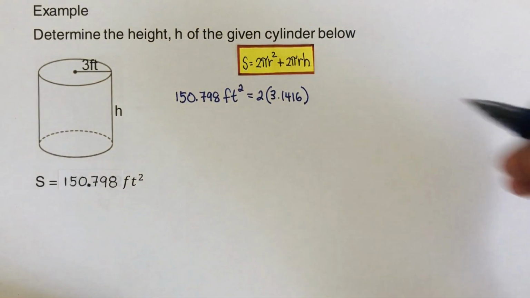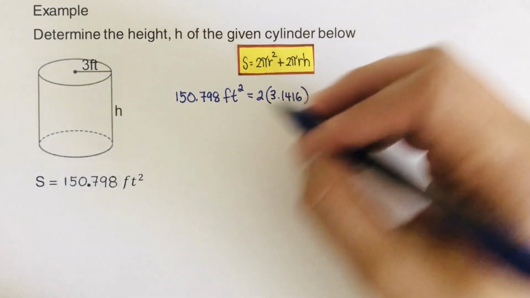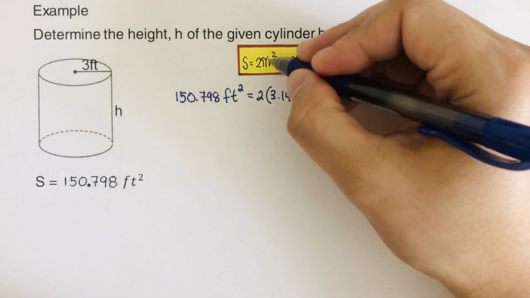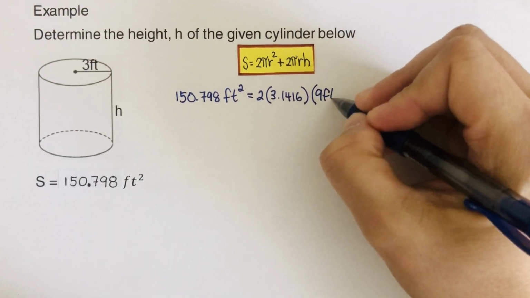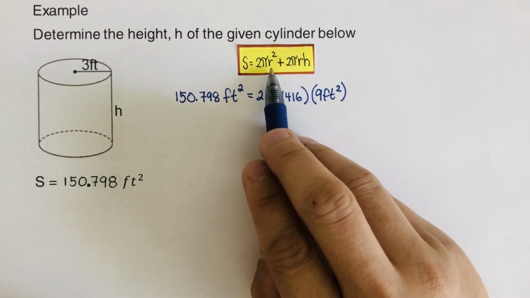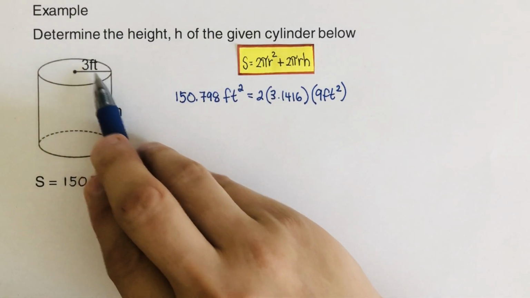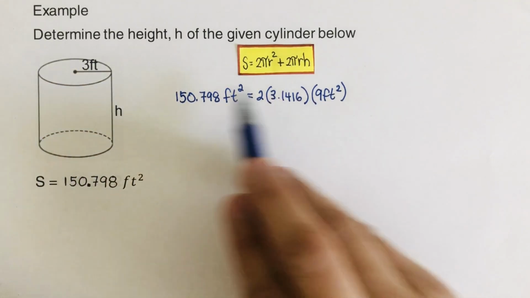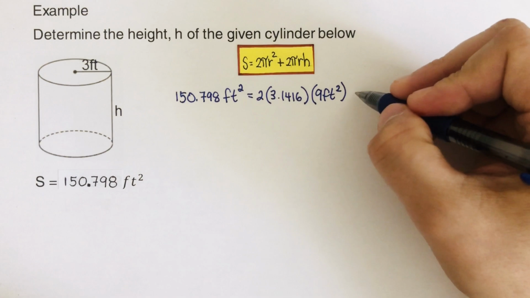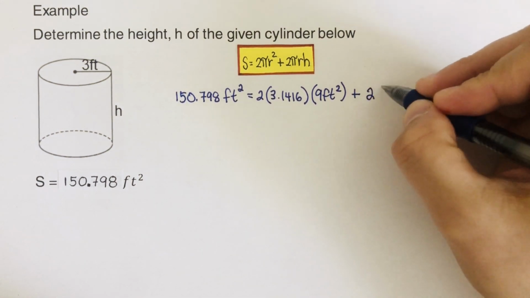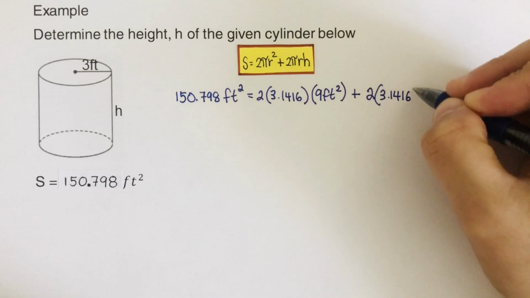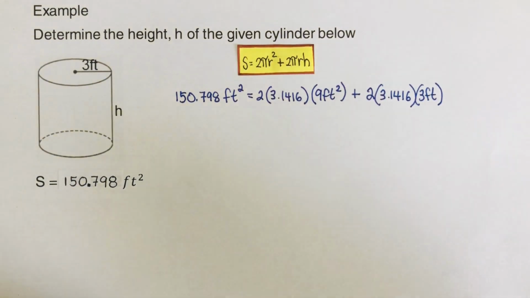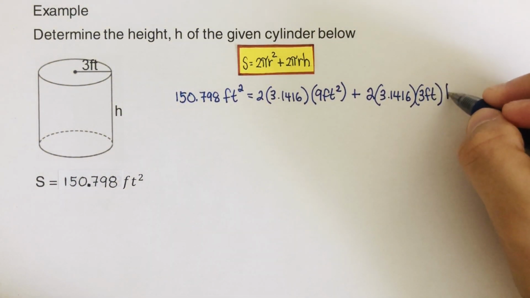3.1416, and then multiplied by the radius. Our radius is 3 feet. So 3 feet times 3 feet, I'm just going to go ahead and write it out. That's 9 feet squared. Again, others might ask, how did you get 9 from there? Because you have 3 feet, and you say it's the radius squared. So that means 3 times 3 is 9, and feet times feet is feet squared. And then plus 2 times 3.1416 times the radius, which is 3 feet. So I'm just going to write 3 feet, and then the height is missing, so I'm just going to write h.